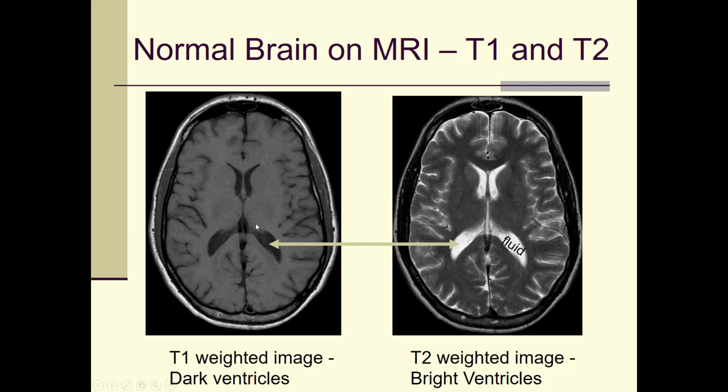So in disease processes, in T1 weighted imaging, we are looking for something dark, and in T2 weighted imaging, we are looking for something brighter.